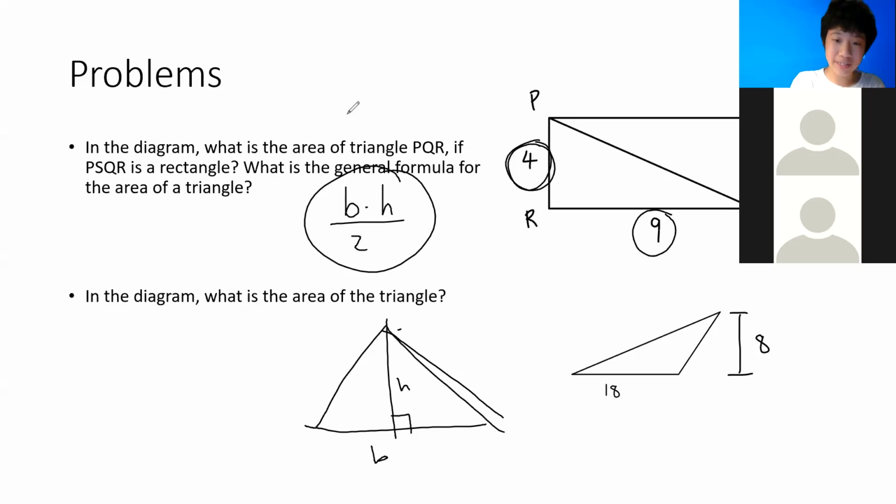You can choose this base as B. It's just that the height in this case will be different. Its height will be this line. Okay, you can choose whichever base you want and whichever height that corresponds to that base. So in this case, it would be this line. So you can do any combination of those, and you will get the same answer for the area.